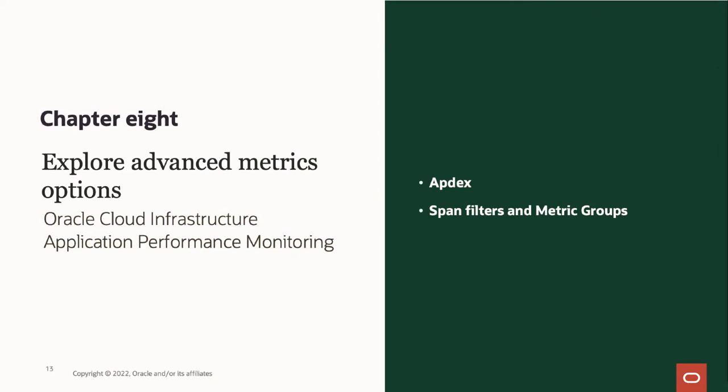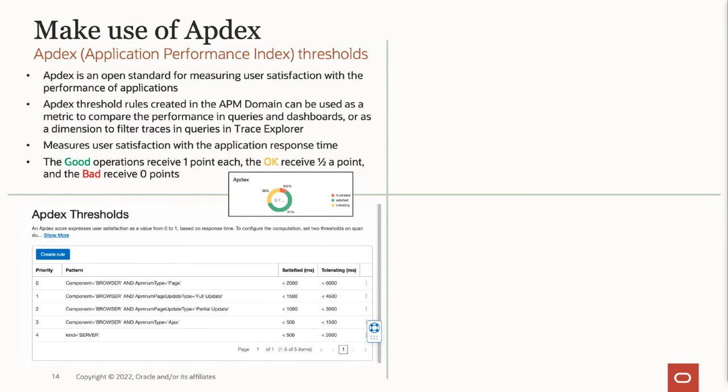I have mentioned Apdex, spam filters, and metric groups in previous chapters. In this chapter, I will step into more details of these features. So let's start by reviewing what Apdex is.